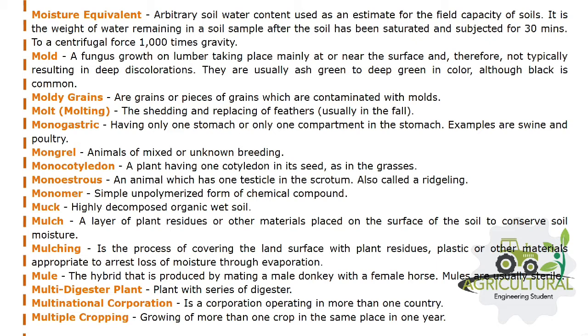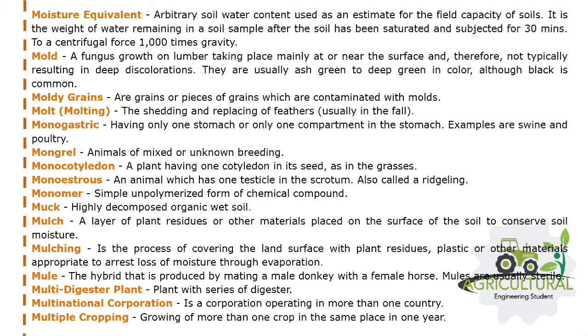Mulch, a layer of plant residues or other materials placed on the surface of the soil to conserve soil moisture. Mulching, is the process of covering the land surface with plant residues, plastic or other materials appropriate to arrest loss of moisture through evaporation. Mule, the hybrid that is produced by mating a male donkey with a female horse. Mules are usually sterile. Multi-digester plant, plant with series of digesters.